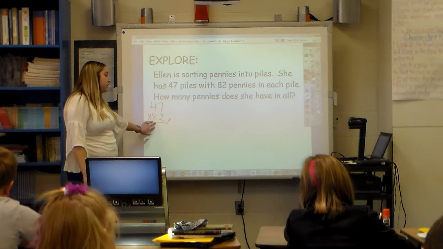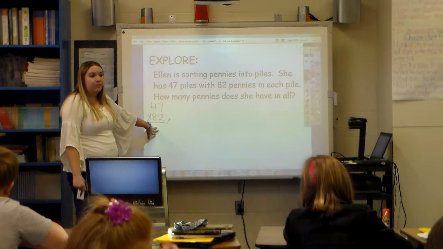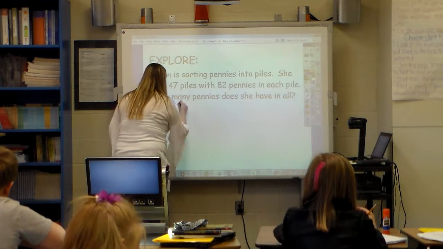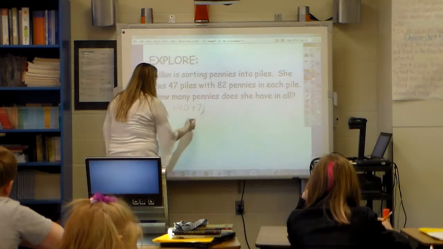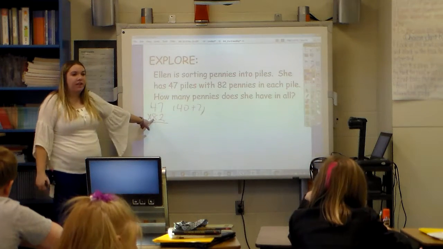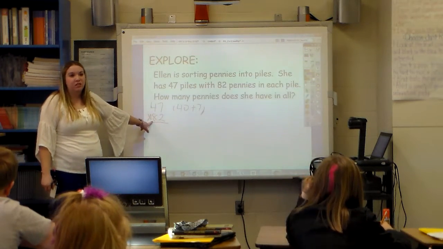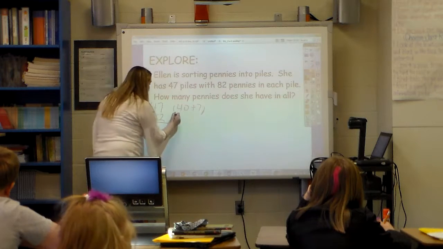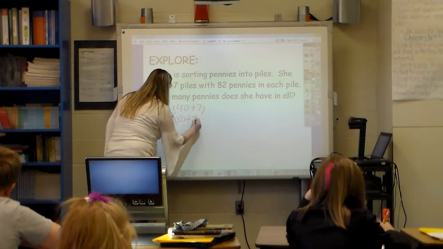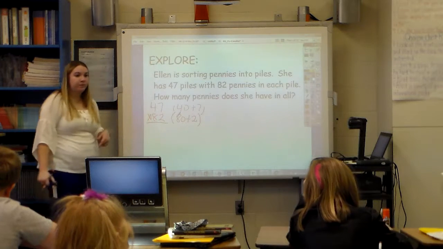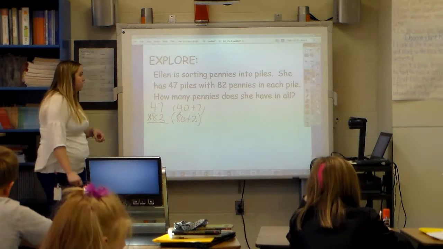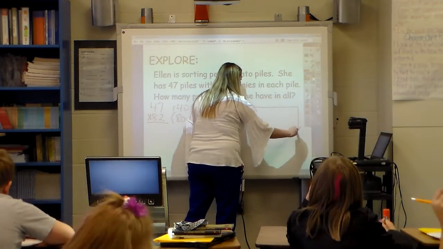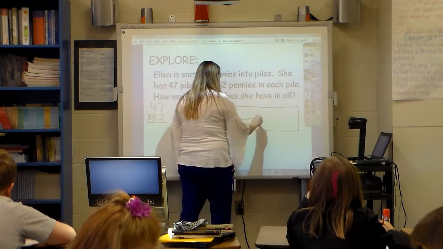Right, Lily, what's our first step when we have to multiply? Right, so we have to write these numbers in expanded form, okay? That's 40 plus 7, like you said. But look at this. Have we had two-digit numbers on the bottom before? No. We haven't. But since we do, we need to write this in expanded form also. Okay? So we're going to do it with an area model. Go back to the area models that we've been working on.